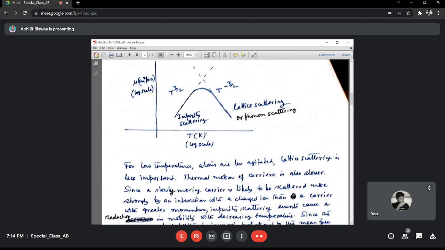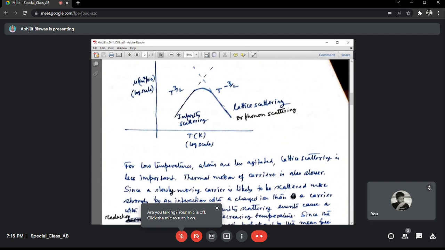Therefore, for a low value of temperature, you see mobility drops. But as temperature increases, the carriers will be thermally excited, and the Coulomb attraction or repulsion is unlikely to affect their motion. Therefore, it will increase the mobility of the carriers, and you see that the rise in mobility follows this T to the power 3 by 2 law. So it is a nonlinear variation of mobility with temperature.